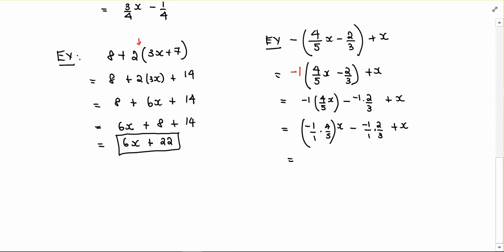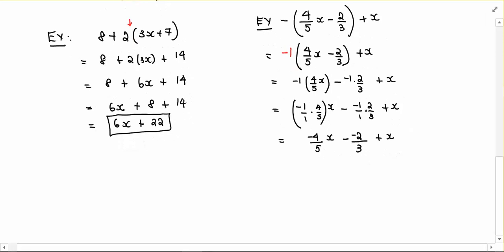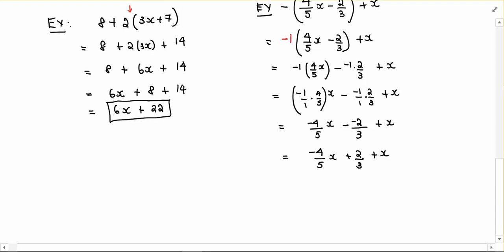fractions, so -1 times 4 is -4, 5 times 1 is 5x, and then over here that's a -2 over 3 plus x. And yes, you can combine those, subtract a negative, as we talked about a moment ago, is the same as adding. Right. So we've done the multiplication step. I know I took a lot of steps to get there, and you can do it fast. If you can get here faster, that's fine.